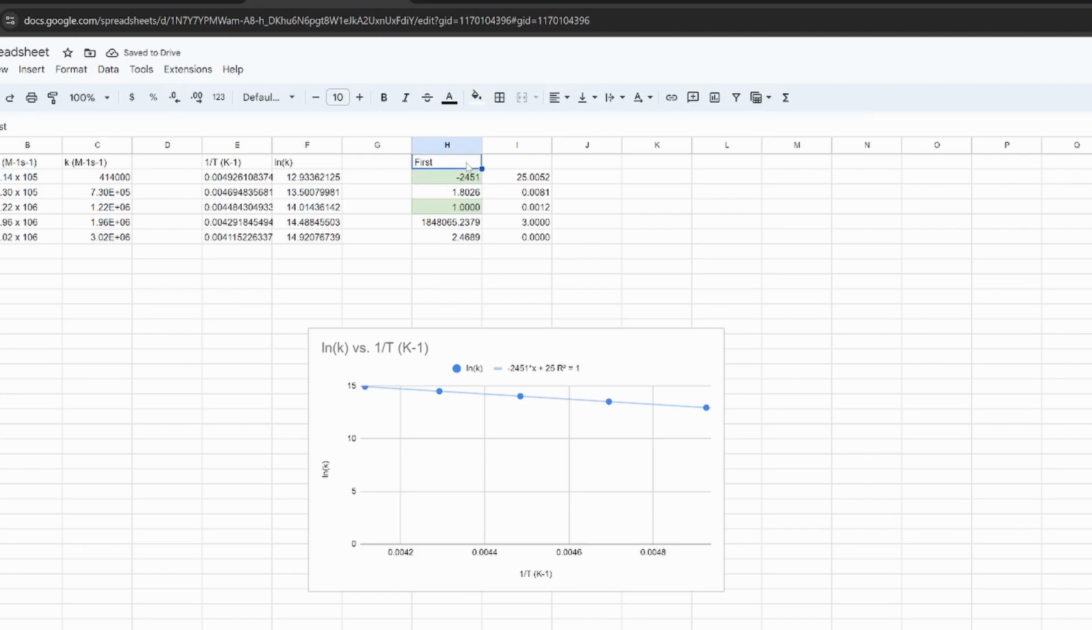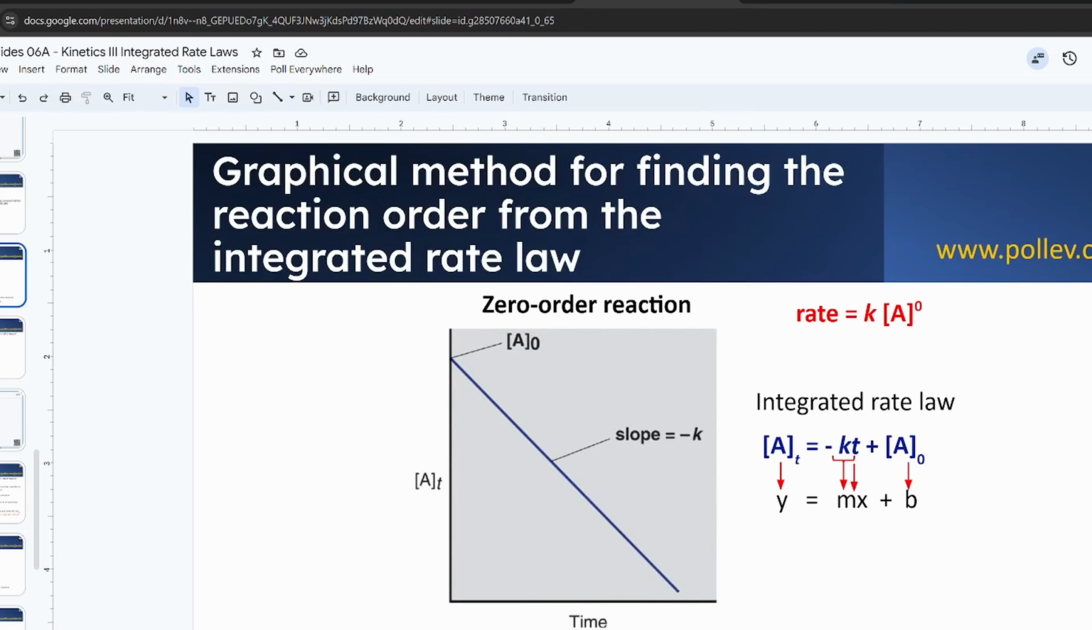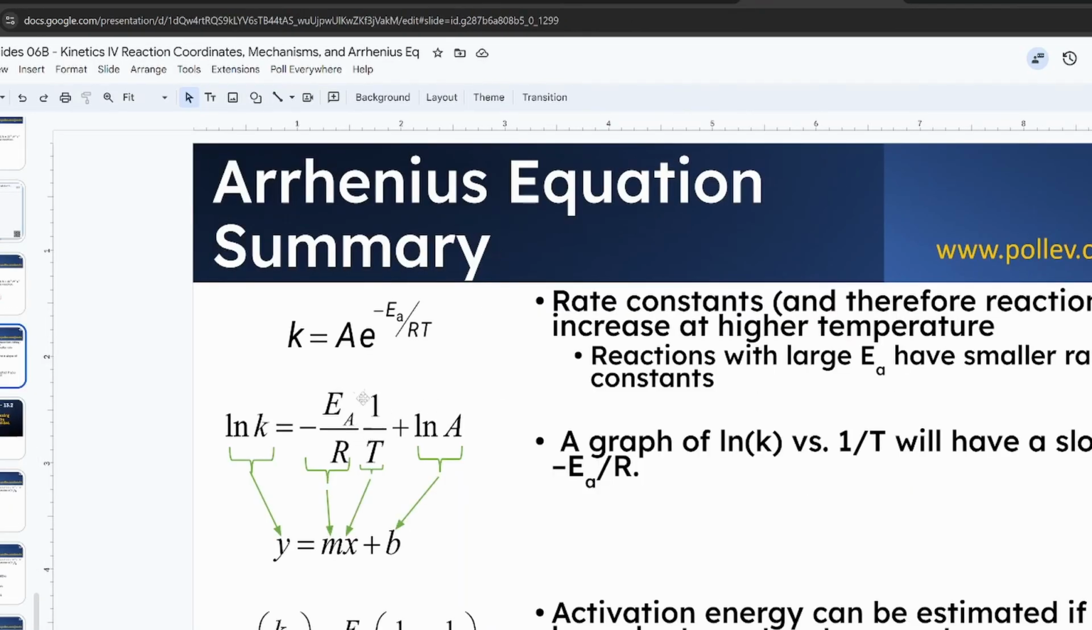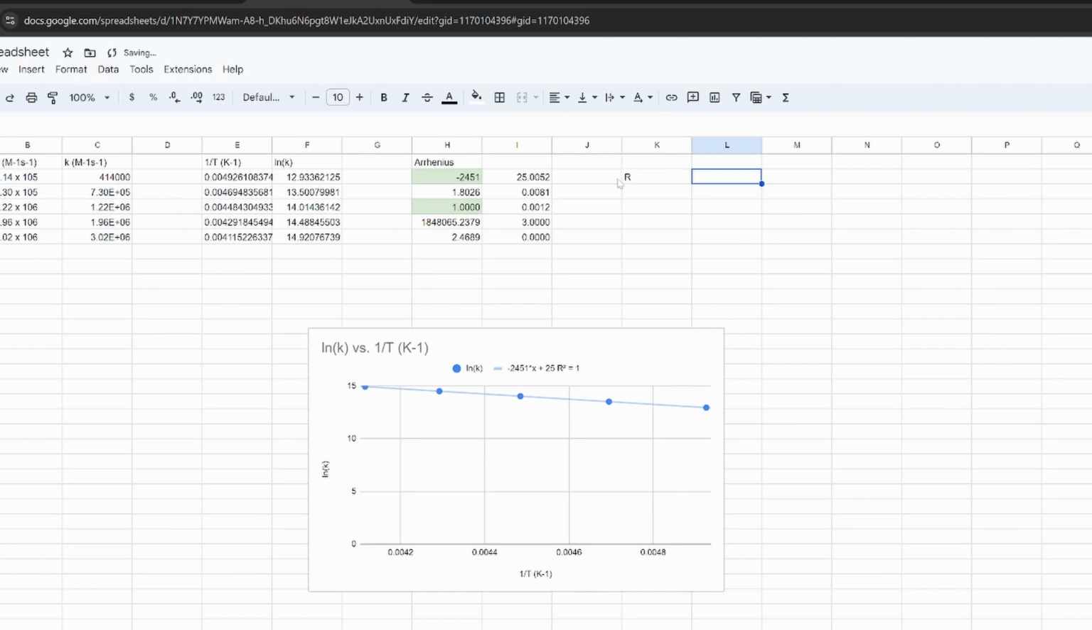So this is our Arrhenius result. This value here, negative 2451, is equal to negative Ea over R. All right, so we know R is 8.314 joules per mole Kelvin. We know m is this negative 2451. It is unitless, I think, right? No, it'll have units of Kelvin, right? Because we want to cancel out the 1 over K on the bottom.